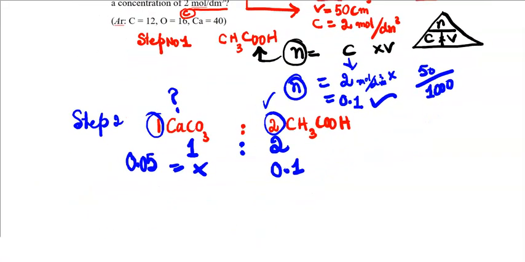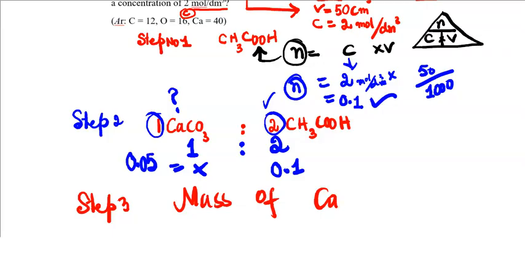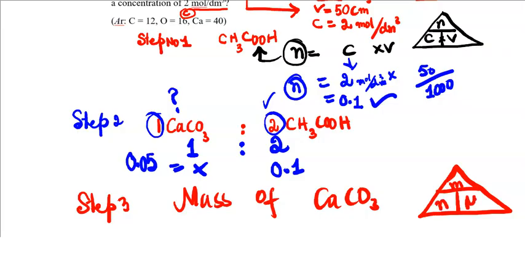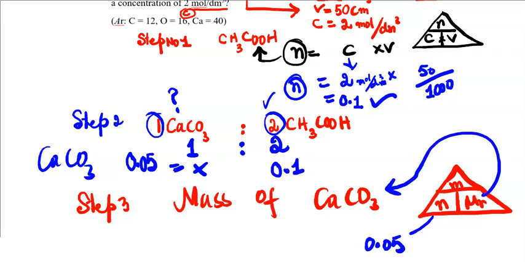Now come to the third step. In the third step, you will reach the final answer, in which they are asking that you need to calculate the mass of calcium carbonate. To find mass of calcium carbonate, you will use your mole triangle, where m is at the top, n is here, and molar mass is here. You calculated the number of moles of calcium carbonate, 0.05, just put 0.05 here, but you need the Mr of calcium carbonate.